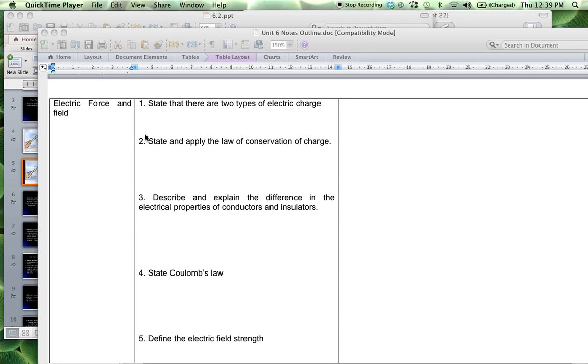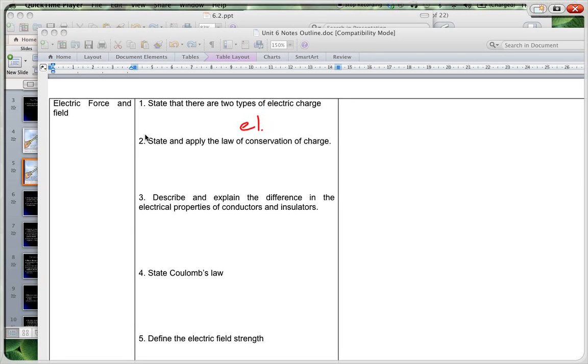There's a couple of basics here that you need to know about electric charge. There's two types of electric charge. We define them as negative and positive. So electrons are basically the source of negative charge, and protons are positive charge. Okay, so we have that.